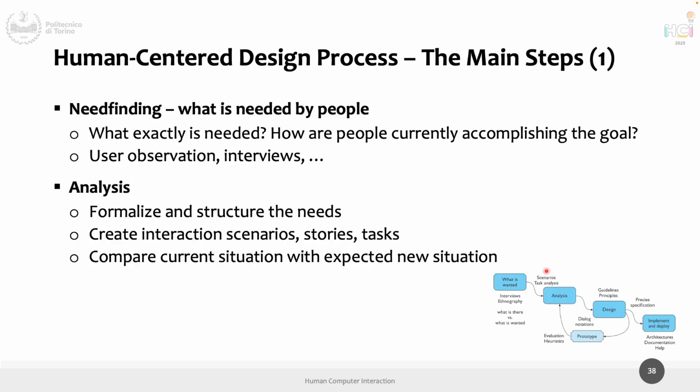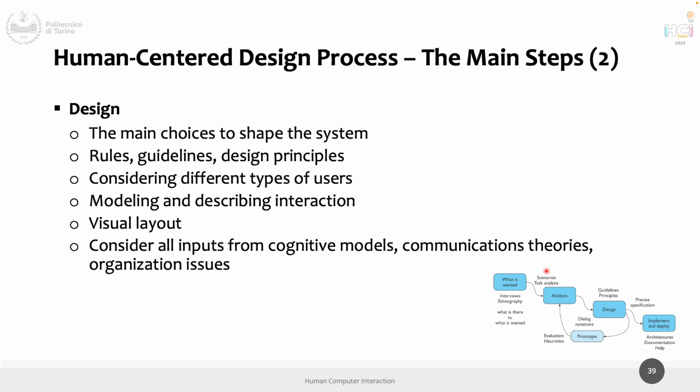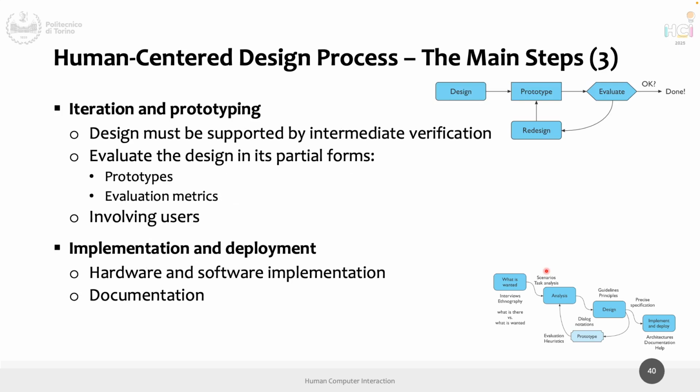We will see the main steps during the course. We, of course, start with what is needed by people, who these people are, and in which context they operate. Then we formalize the needs in some way to communicate, understand, and explore them, and then we design according to criteria, according to the level of fidelity of the prototype that we want to make. And then we also implement, we will not deploy, but we will implement in a high-fidelity prototype.